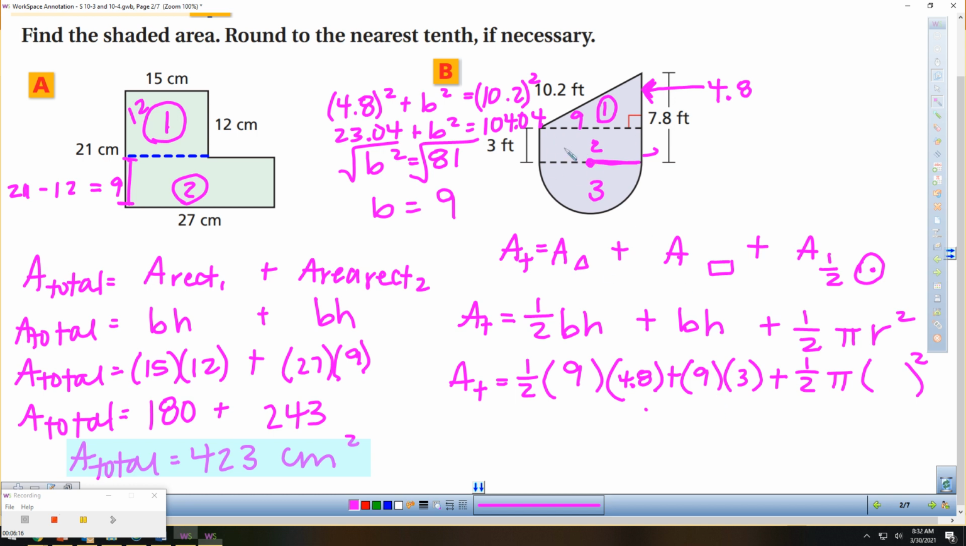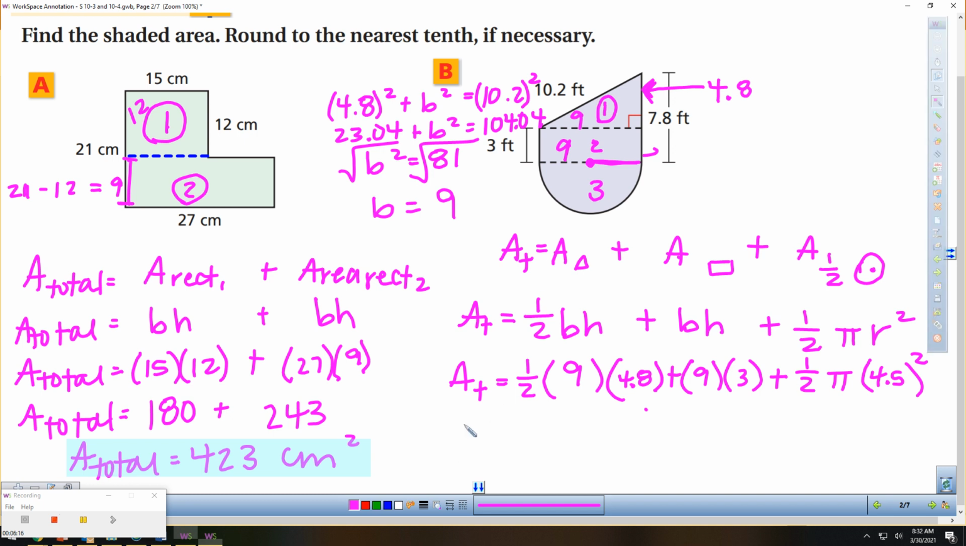And then if it's 9, what is the radius? 4.5. How did you get that? Yep, this whole thing is 9, but when you cut it in half, it's 4.5. Alright, so all I had to do was find that information, and it helped me find all my other missing pieces. Alright, so now I'm going to go ahead and add this up and plug it in.